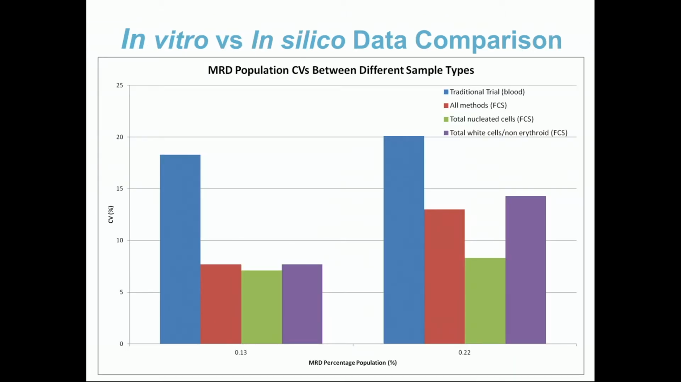Again, I did compare the in vitro versus the in silico. So I found the nearest wet sample that we'd done. The blue is the CV on the wet sample. The red is the total CV on the electronic sample. What I also did is plot the total nucleated cells CV in green and the total white cells non-erythroid CV. This comes back to what Debbie Lencross was saying this morning about keeping it simple. Simple approaches sometimes work, and the total white cells and non-erythroid approach has a few more gates that require drawing.